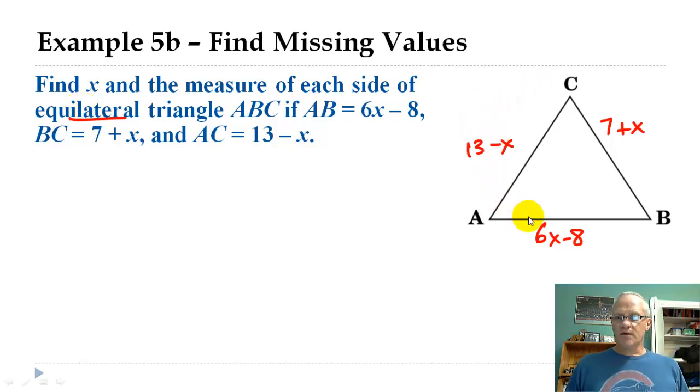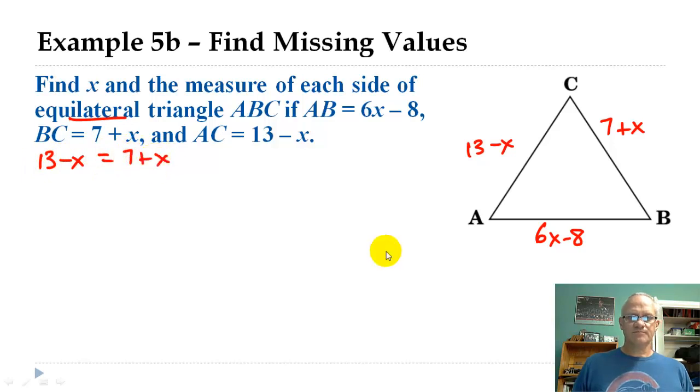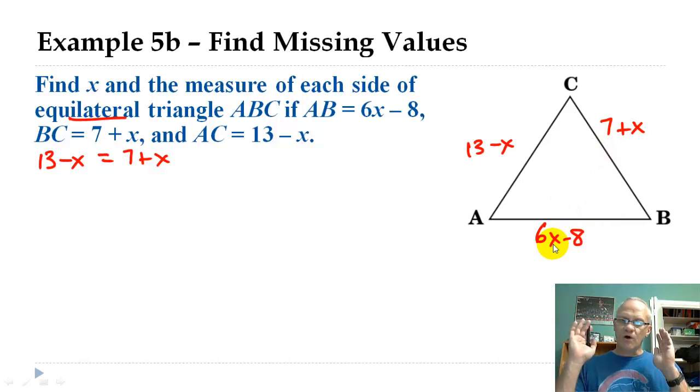So personally, if I look at this, the 6x minus 8 looks kind of hard. 7 plus x looks really easy. 13 minus x looks pretty easy. Why don't we make these two equal to each other? Okay. So I'm going to say 13 minus x has to equal 7 plus x. Could I do 13 minus x equals 6x minus 8? Sure. Could I do 7 plus x equals 6x minus 8? Sure. Any of those should work. Just don't do all three of them. Only pick two, okay? Pick two out of the three sides to make equal to each other.